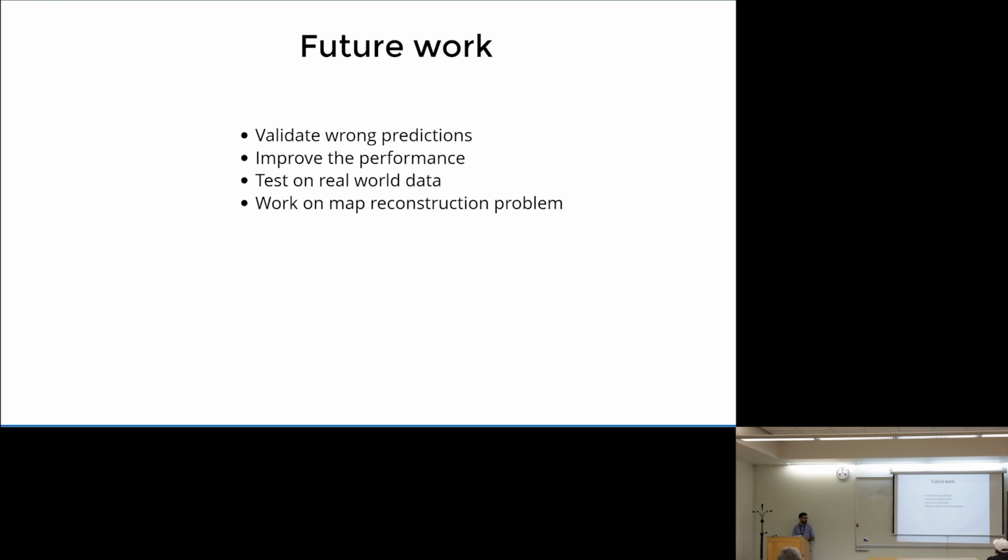And also a quick hint at future work. We should validate our wrong predictions. So what does it mean? It means if our prediction was wrong, we should see if there was a user equipment in that location. Would its parameters be similar to the ground truth location of the user equipment?